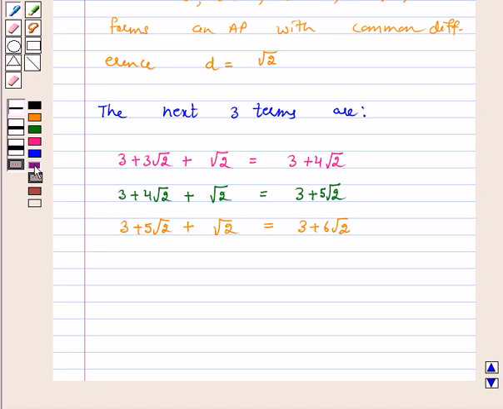Hence, our answer for the above question is yes, the given list of terms forms an AP with common difference D equal to root 2, and the next three terms are 3 plus 4 root 2, 3 plus 5 root 2, and 3 plus 6 root 2. I hope the question is clear to you.